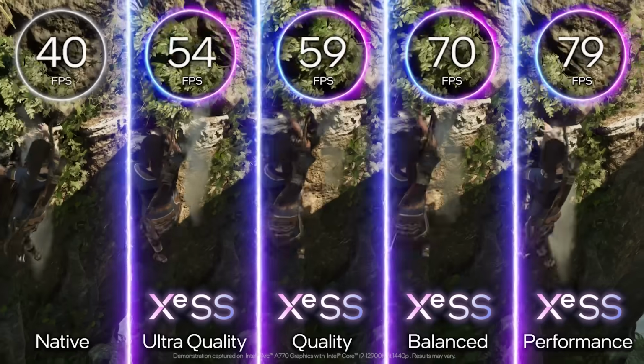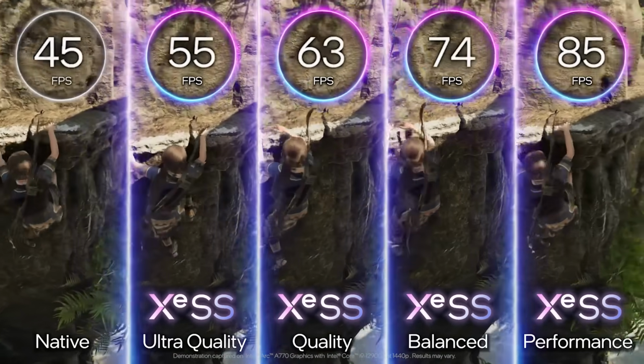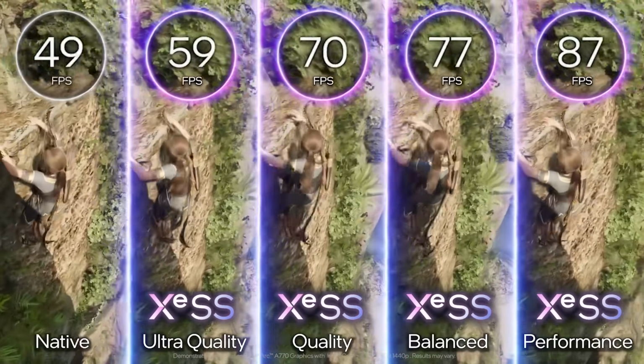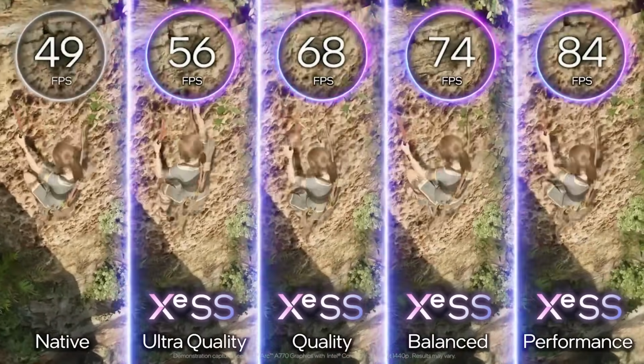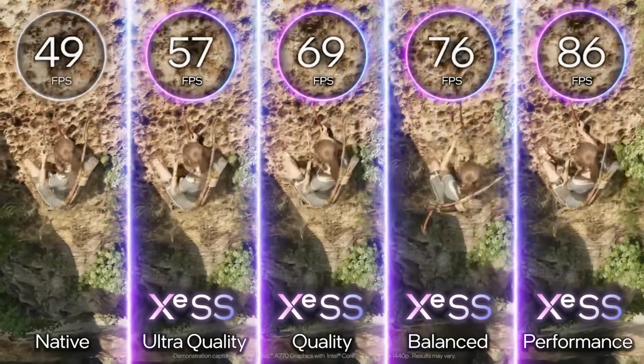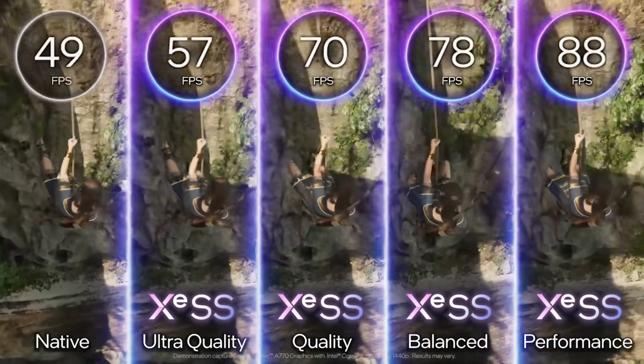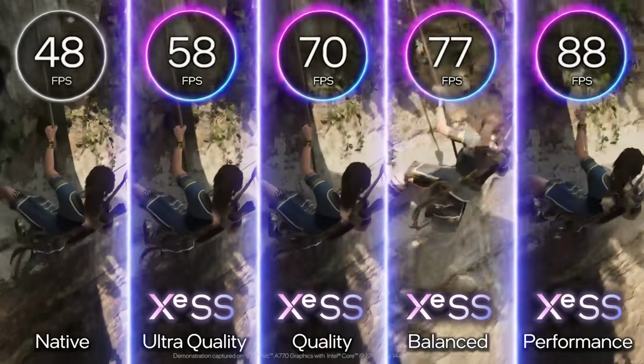Let's take a look at Shadow of the Tomb Raider and all those different settings. We talked about ultra quality, balanced, and performance. You might pick one option or the other, but you're going to get different performance. We're showing 47 frames per second as the base, all the way up to 89 frames per second in performance mode.